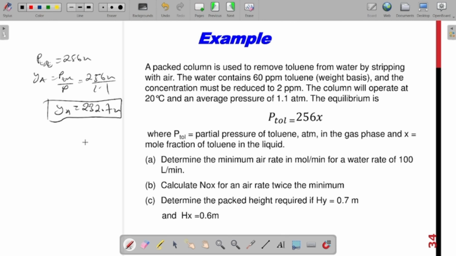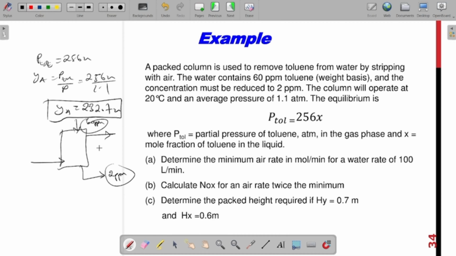Then it becomes very easy for me to solve, because they are telling me to determine the minimum air rate in millimole per minute for a water rate of 100. So you just have to draw your diagram. This one is entering, this is leaving. This is the gas, and this is the liquid that's entering. But the liquid that's entering, you want to reduce it from 60 ppm to 2 ppm. And so you have to convert these ppms to what? Mass fractions.